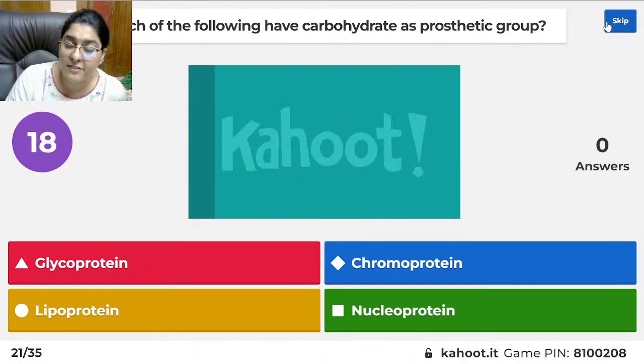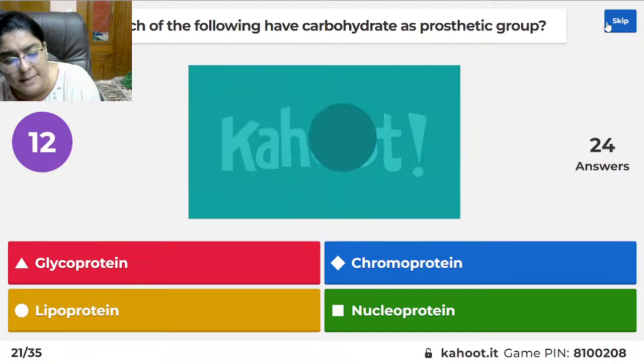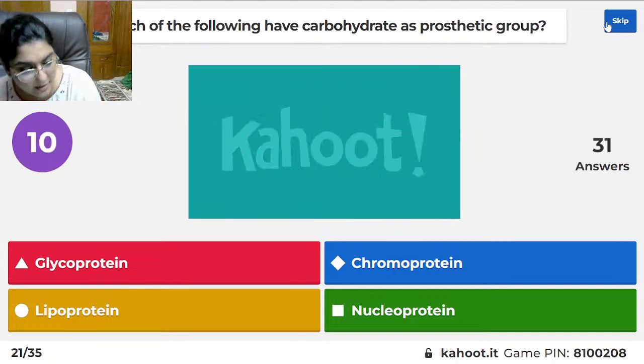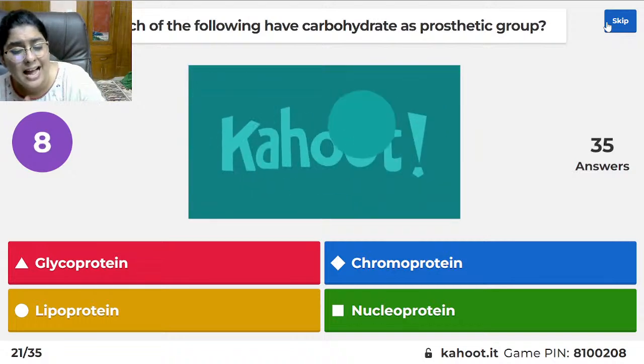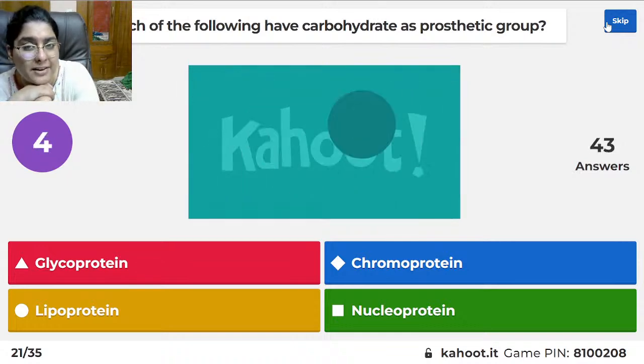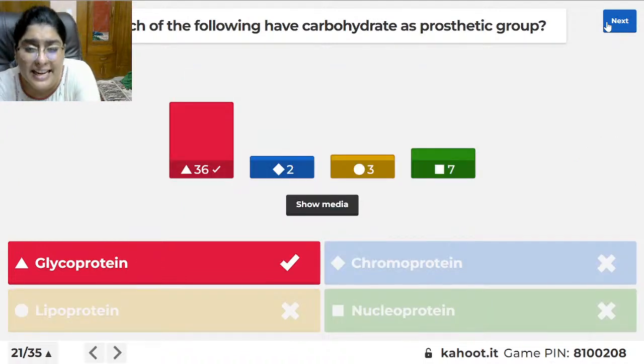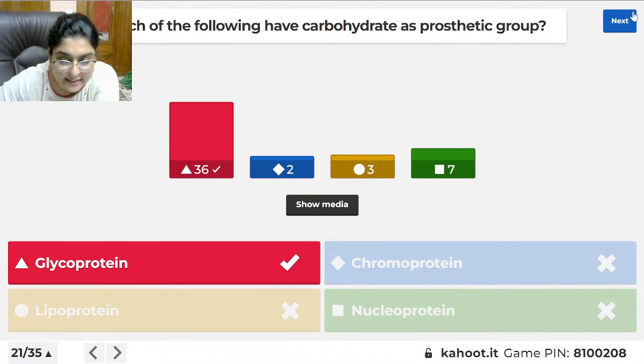Which of the following have carbohydrates as prosthetic group? When I say prosthetic group, that means it's an integral part of that biomolecule. And I hope you all know the root word for carbohydrate, as cardiac is for heart, glyco is for carbohydrate.